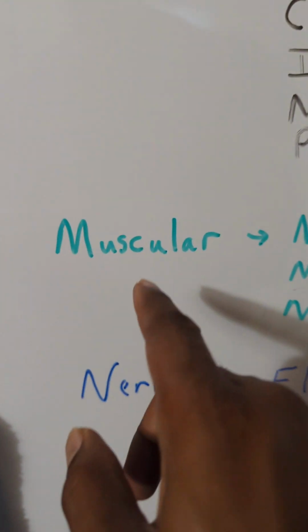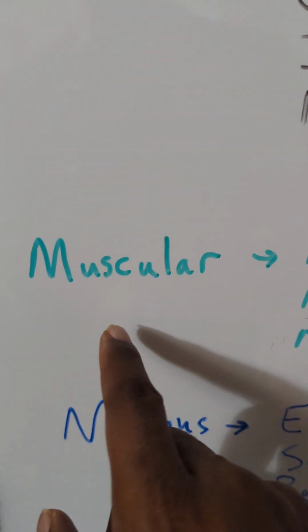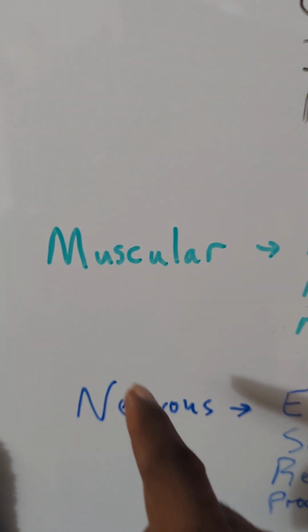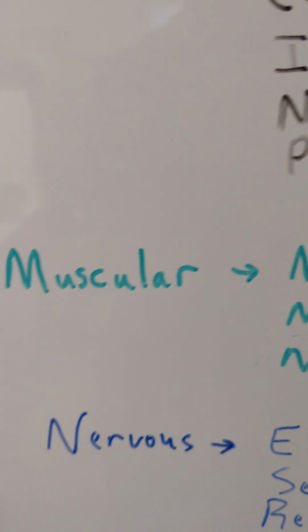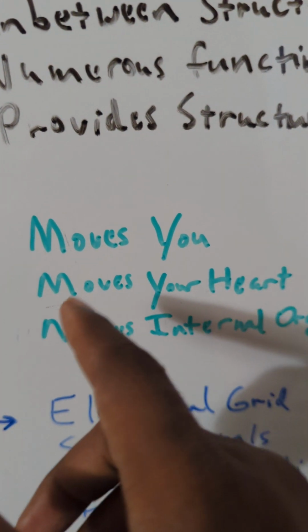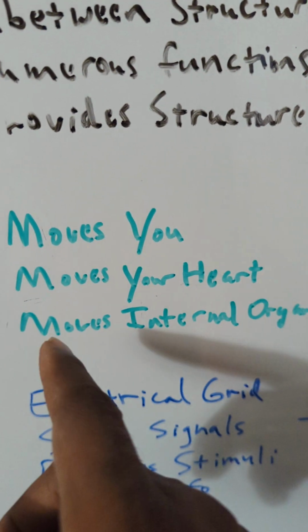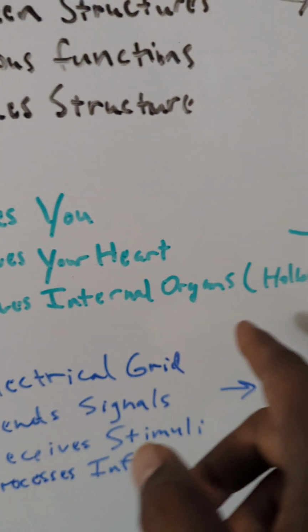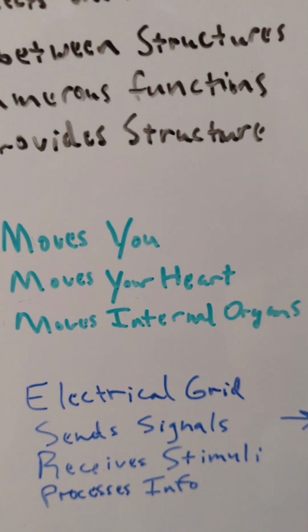Now, the third group of tissues is muscular tissue. This is a lot easier to run through because muscular tissue only has three different types. And muscular tissue basically has three roles. It's either going to move your skeleton, move your heart, or move the internal organs. I mean, that's pretty much it.